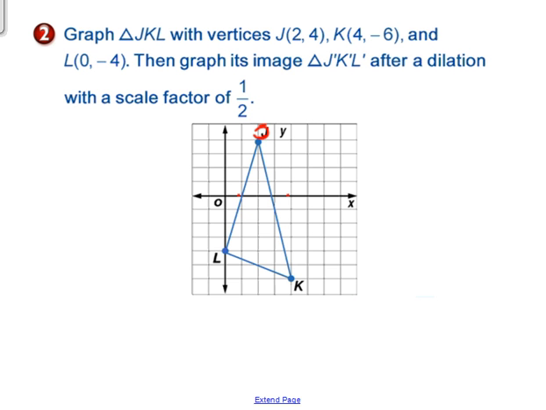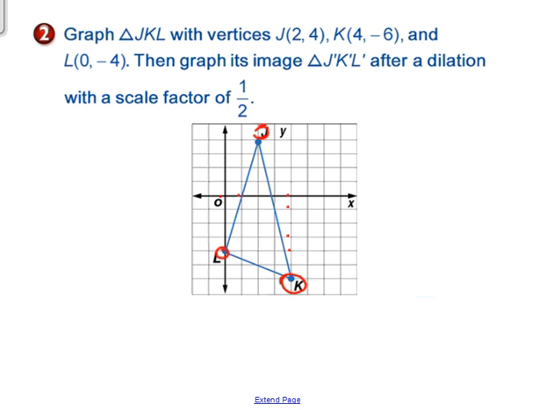I'm sorry, 4, negative 6. 1, 2, 3, 4, 5, 6. And 0, negative 4. 0 and negative 4 is right here. So that's the graph of our triangle JKL.